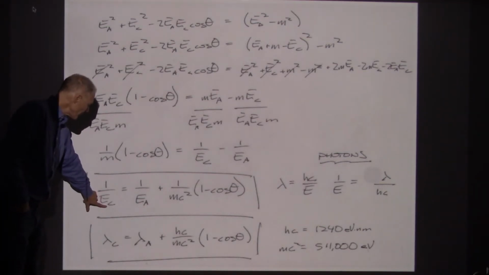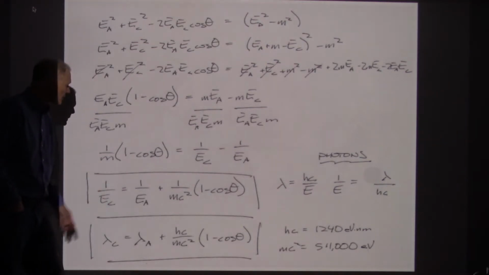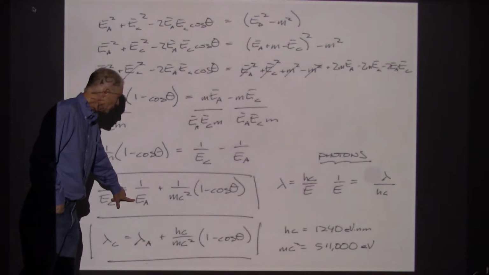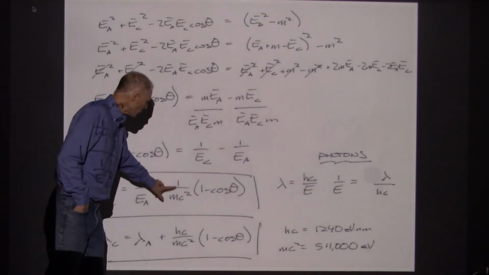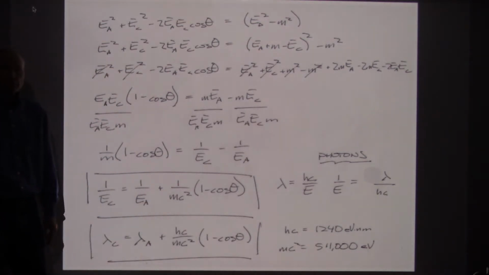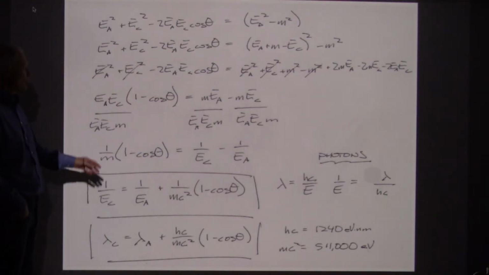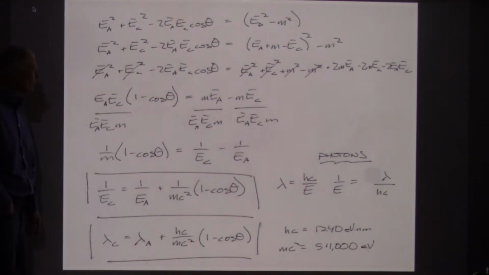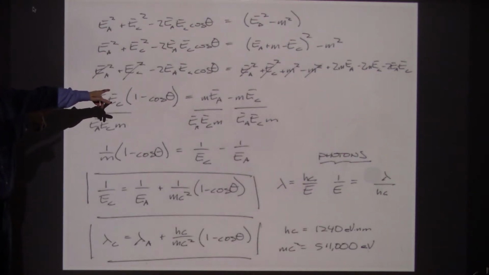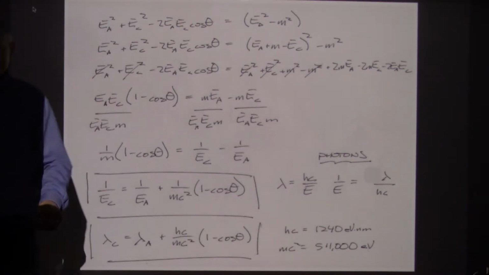We get that 1 over the energy of the photon being produced is equal to 1 over the energy of the photon we started with, plus 1 over the mass energy of an electron times 1 minus cosine theta. So you're thinking, wow, where did all that come from? And it came from here. Okay, so again, I'm not going to go through the whole derivation.